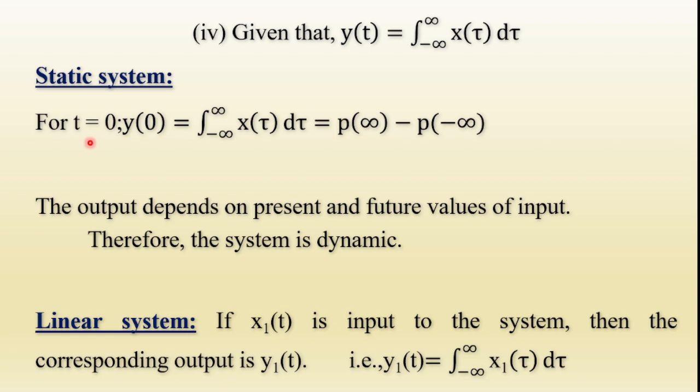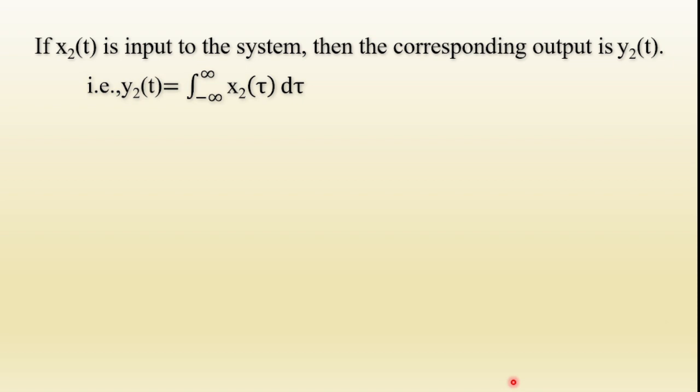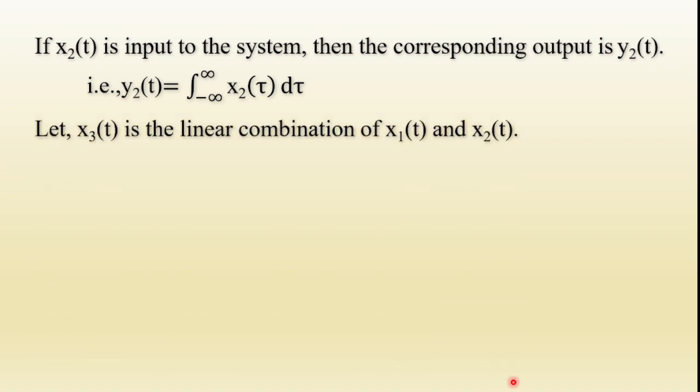Next, check whether it is a linear or non-linear system. If x1 of t is an input to the system, then the corresponding output is y1 of t. That is, y1 of t is equal to integral from minus infinity to infinity of x1 of tau d tau. If x2 of t is an input to the system, then the corresponding output is y2 of t. That is, y2 of t is equal to integral from minus infinity to infinity of x2 of tau d tau. Let x3 of t be the linear combination of x1 of t and x2 of t. That is, x3 of t is equal to a x1 of t plus b x2 of t, which is considered as equation 1.